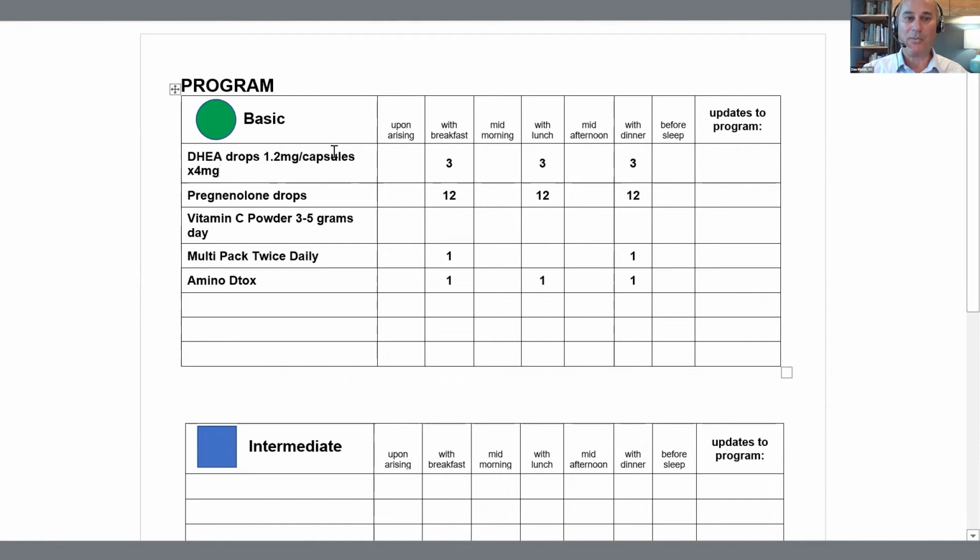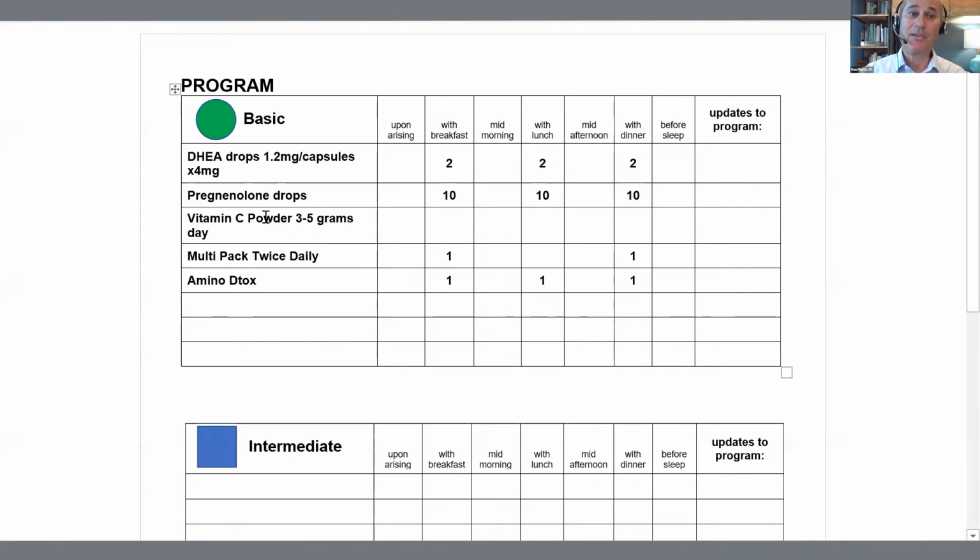You want to use 2 drops for the stage 3 of the DHEA and somewhere around 10 drops of the pregnenolone. Okay. So pregnenolone is going to help with the cortisol levels. It also helps with low progesterone. And then the DHEA obviously helps with the DHEA. So these are very small dosages spread throughout the day.